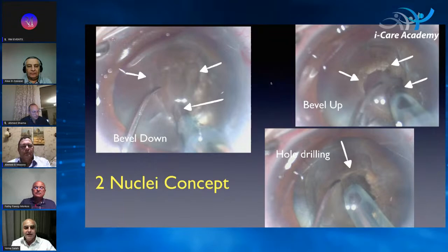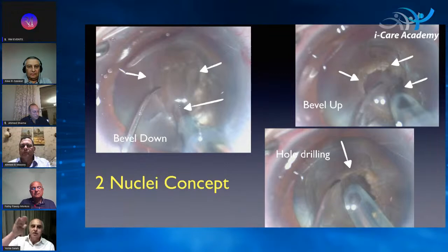The first thing is to debulk the upper part of the nucleus, as if shaving off the first nucleus. In this way, you are creating a crater, having the bevel down, so the propagation of energy is least toward the corneal endothelium.